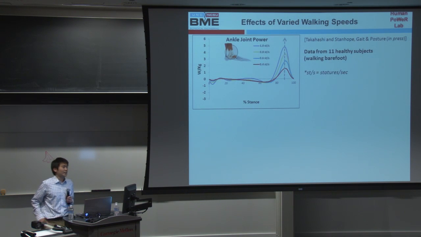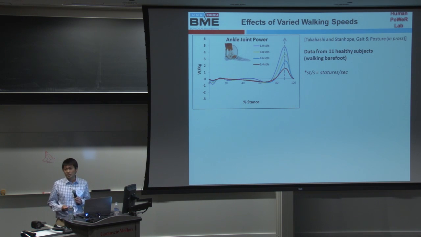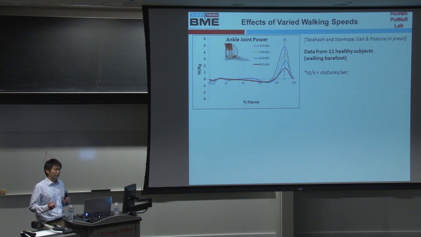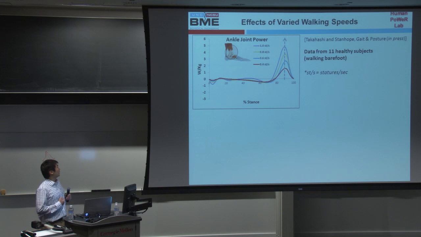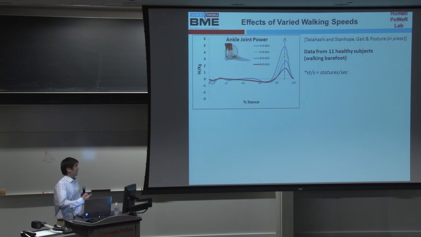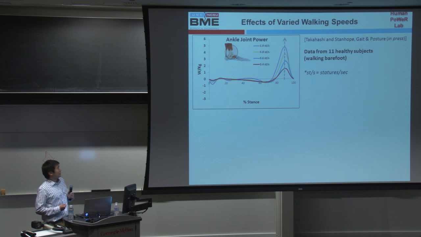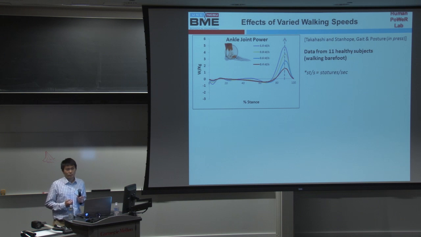So as a first attempt to address this question, we took a known experimental condition in which the ankle joint power is known to systematically increase. So we took data from 11 healthy subjects walking barefoot. They walked at 4 walking velocities scaled by statures per second. And you can see that our data is consistent with many previous studies. You can see with the arrow, with increased walking velocity, the ankle joint power increases.